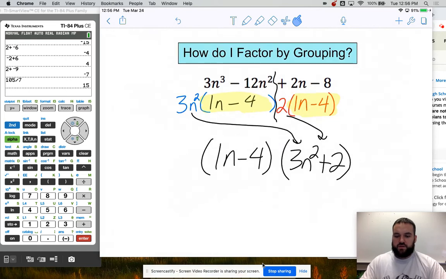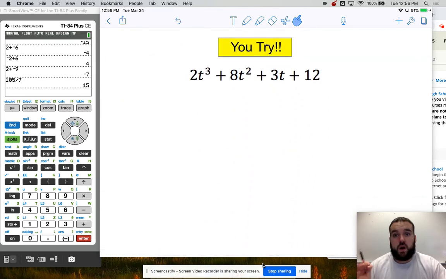Okay, so that's the idea with factoring by grouping. Split it in half and then just treat it as 2 miniature problems. And as long as the parentheses that are highlighted, right, this right here, as long as those are the same, then you know you've done it correctly and that it can be factored using this technique. Okay, so go ahead, pause real quick and see if you can try this problem.